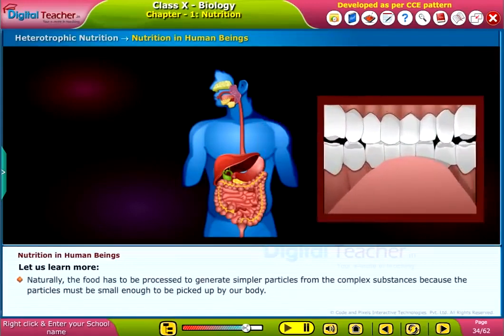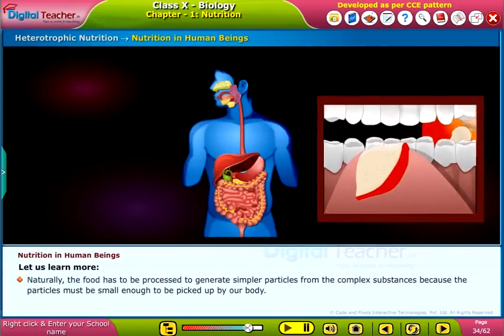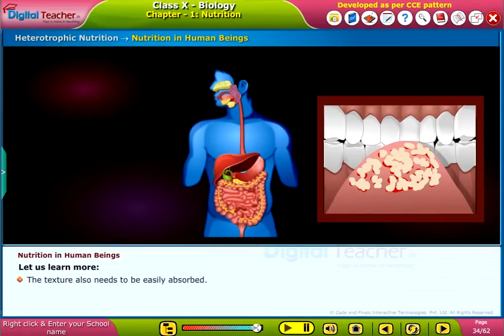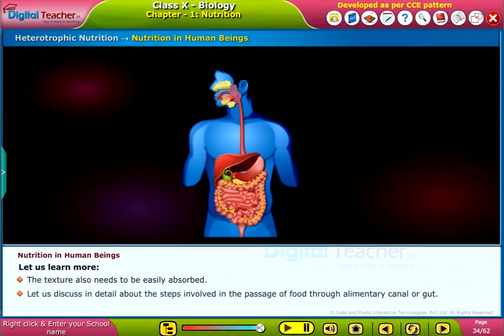Naturally, the food has to be processed to generate simpler particles from the complex substances, because the particles must be small enough to be picked up by our body. The texture also needs to be easily absorbed. Let us discuss in detail the steps involved in the passage of food through the alimentary canal or gut.